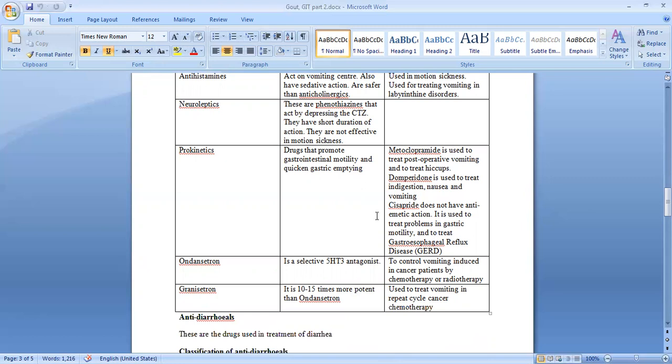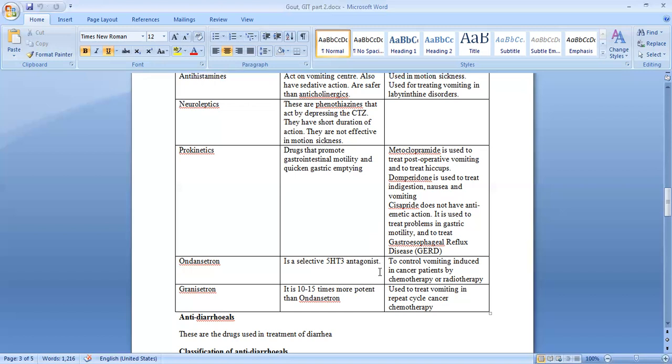It is far more potent, about 10 to 15 times stronger in action compared to ondansetron. And this is also used to treat vomiting in patients who are on repeat cycle cancer therapy. You must be aware that when cancer is being treated, chemotherapy and radiotherapy are given in particular cycles. You can't just give it once and the disease will go away. It will not work like that. So you have to repeat after a certain number of weeks or months. Like that, there will be a pattern. So whenever there is repeat cycle cancer chemotherapy, we give the drug called granisetron. So this is all about antiemetics.